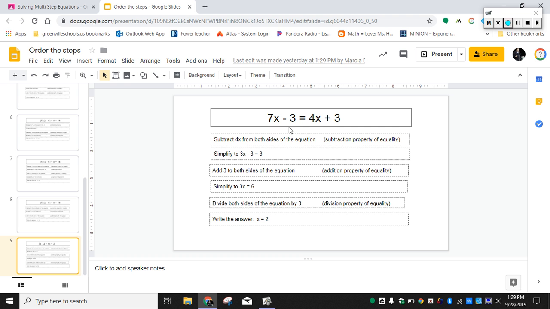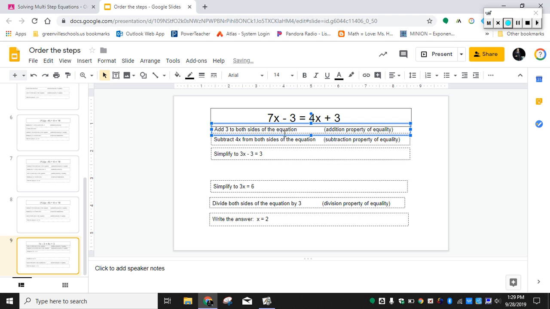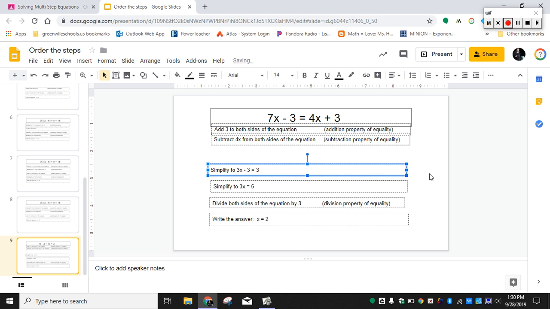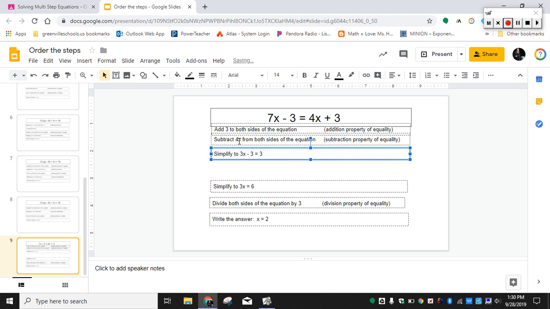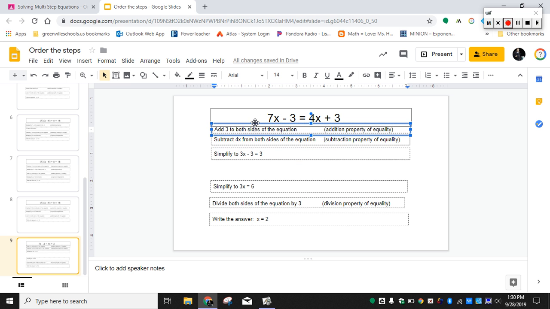So if you look at this, you may start by adding 3 to both sides, and that option is here. And then you may subtract 4x from both sides, and that's great. That may be how you solve this equation. But if you look, you have these other 2 boxes here that you have to consider. And so to have a simplified 3x minus 3 equals 3 box, that meant that you had to subtract 4x first and then add 3.